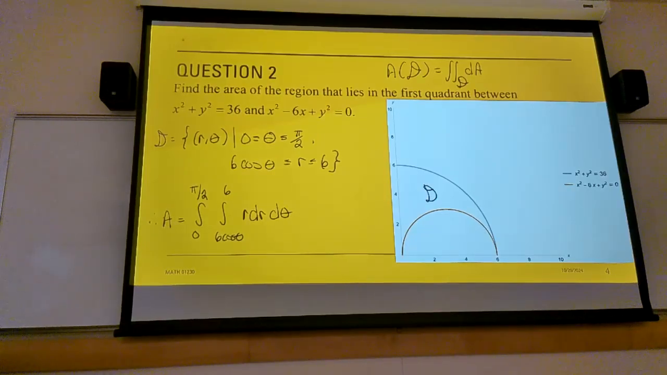Would you have been able to do that if you weren't allowed to look at a graph? Yes, if you can recognize that what you're looking at are circles, it's obvious even without looking at the graph. You can write that first equation in its circular form by completing the square. How would you determine which is your lower bound and which is your upper? The theta should be easy enough to figure out, 0 to pi over 2, because it's the first quadrant. But finding the bounds for r, this is where technology has made our lives a lot easier.